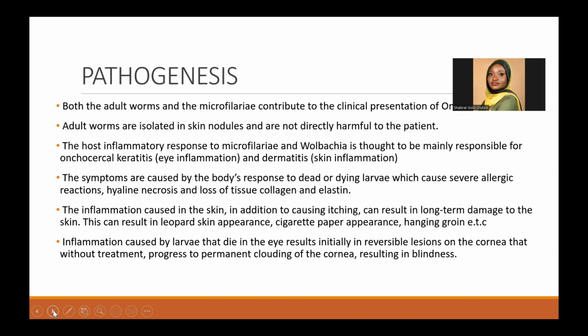which then results in sometimes papules, nodules, and changes. The itching results in something we call lichenification, or hardening of the skin, which is what we then see as the leopard skin appearance, or very harsh, hard skin, or skin discoloration from constant scratching. And then, of course, the larvae that die in the eyes result in, as we mentioned, corneal irritation, inflammation, and can also affect the retina and the optic nerve, that's the nerve that supplies the eyes, to cause blindness.